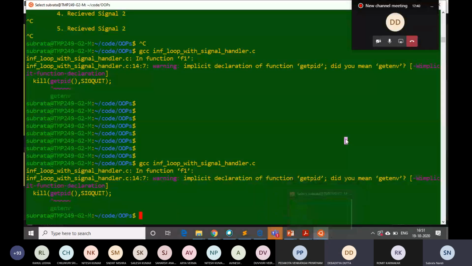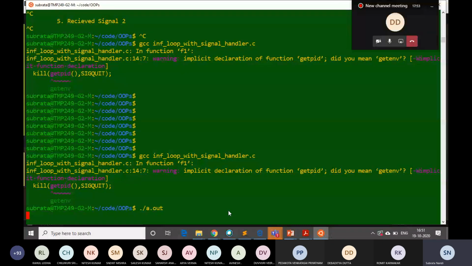So if I compile it and run it, what is expected? It's an infinite loop, so it goes on and nothing happens. It just continues. Now, if I press Ctrl+C, what kind of outcome do you expect? Sir, it terminates. So if I press Ctrl+C, it terminates. That's fine.